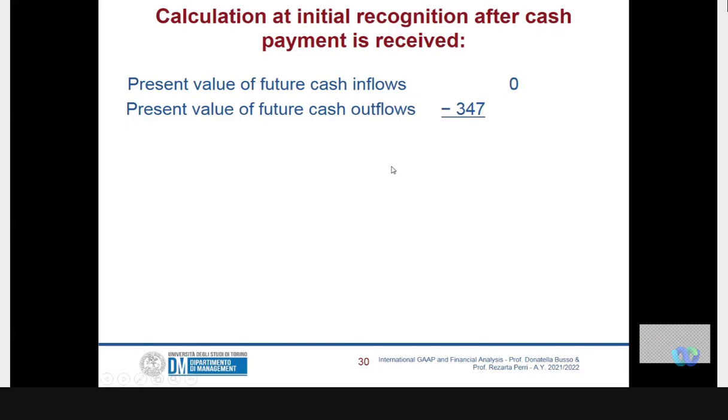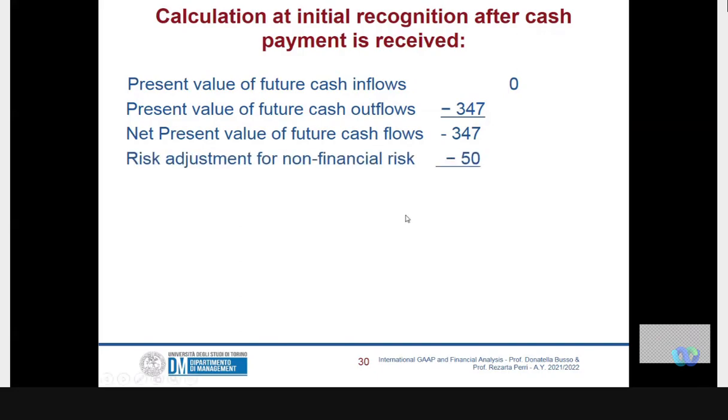Instead, the present value of future cash outflows is the same. I'm still expected to pay 200 euros each year, which discounted to the present means 347 euro. Again, the net present value is the difference between both. After I have received my premium, the net present value is negative, because I'm no longer expecting to receive money, but only to pay insurance claims. And the risk adjustment for non-financial risk is the same, 50 euro.